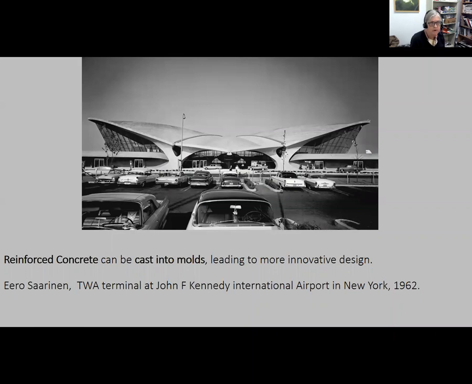Because reinforced concrete can be cast in molds, it leads to more innovative designs. This sadly is no longer in use and is in terrible disrepair. But this was made by Eero Saarinen. It's the TWA terminal at John F. Kennedy International Airport in New York. And it looks like a bird in flight. Even the interior of the building, which is in the chapter, it's almost like you can imagine the flight of a bird taking place in there.